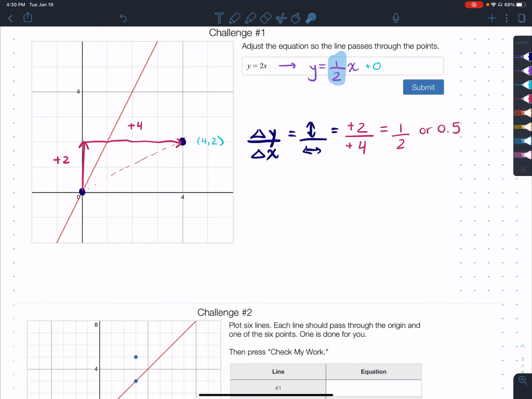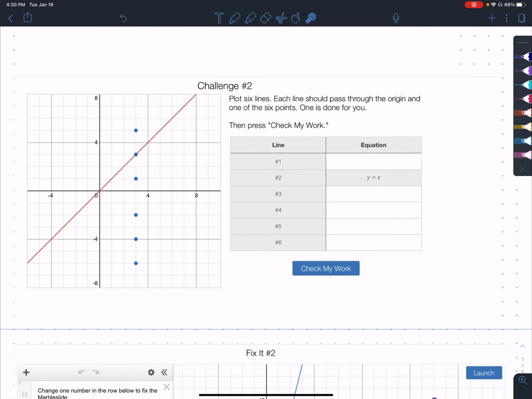Okay, so moving on to the second challenge. So this challenge is very similar. So you want to connect the origin to each of these points with an equation. So the first one here is done for you. It gives you y equals x, so that has a rate of change of 1.